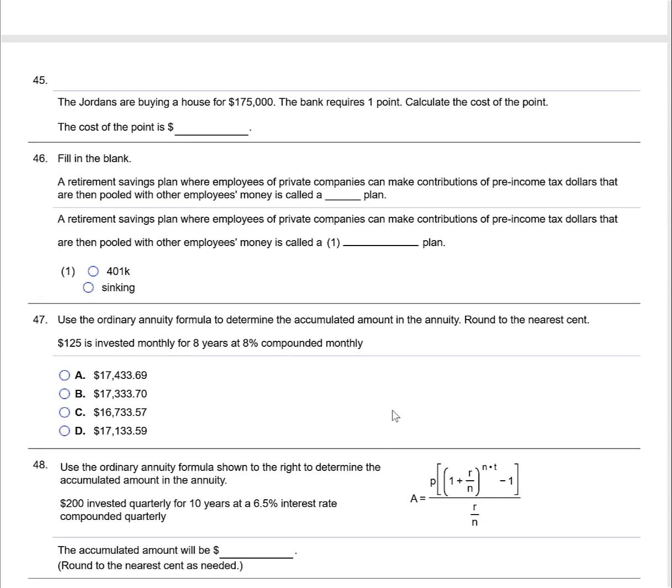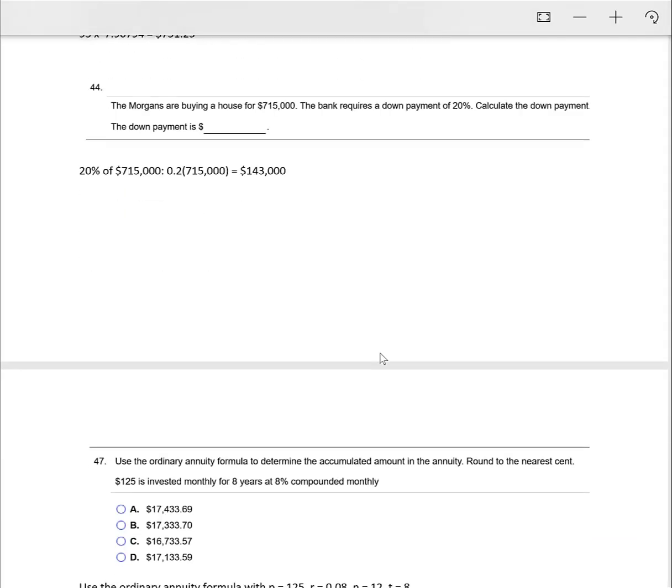Fill in the blank. A retirement savings plan where employees of a private company can make contributions of pre-tax dollars that are pooled with other employees is called what? And that's a 401k. All right, and then we have some more detailed ones for the last couple of problems.